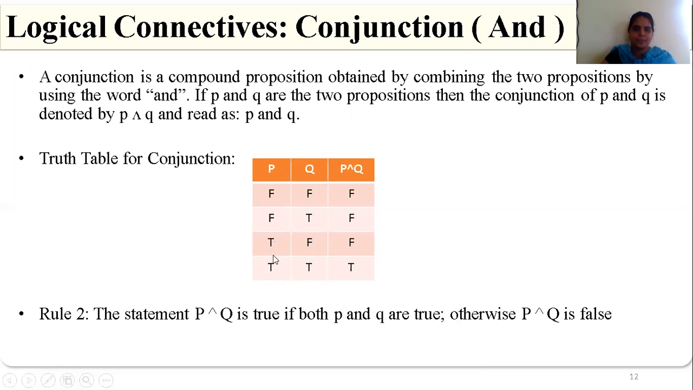You can see here, these are the possible truth values for P and Q. You can observe whenever P is false, or Q is false, the result is false. If any one is false, then the result is false. Only it is true when both P and Q are true.